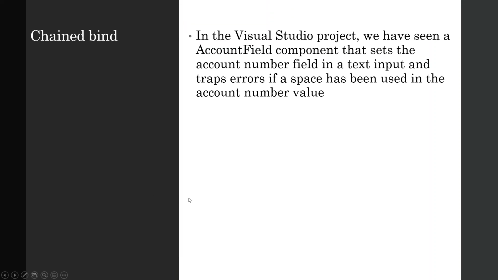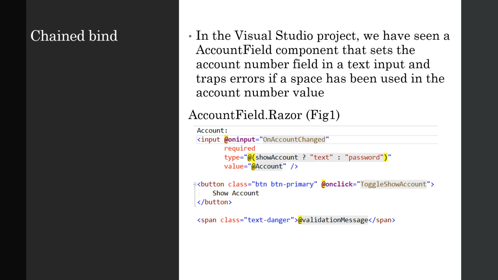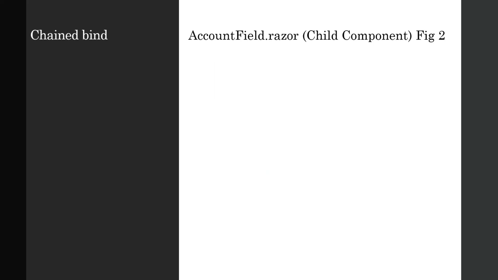And before leaving, we have seen the account field component that sets the account number field in a text input and traps an error if a space has been used in the account number value. And this is the code. You can see the completed code, and chained bind helps implement multiple levels of binding simultaneously.